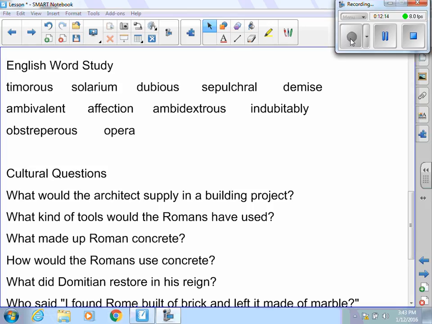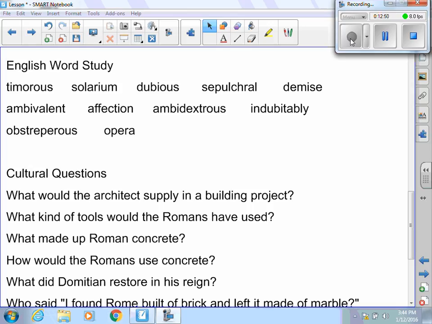For example, number one is timorous. We know that if something is timorous, you're timid or fearful. Solarium, that's a room that we go into to look at the sun. So the sunroom. Dubious is associated with doubt in Latin. Sepulchral is associated with tomb, so you're going to have to get from tomb to whatever sepulchral means. In this case, sepulchral is grave-like, so tomb, grave-like.